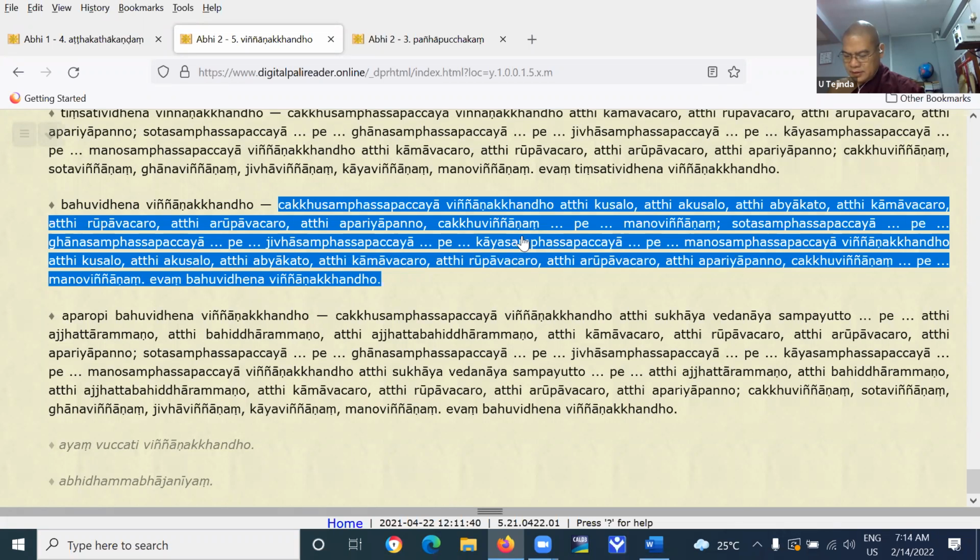Yes, Sayadaw. So it's different from the other khanda, the other namakhanda. You can check the other namakhanda also. Let's see Sanya Khanda. Let's go back to Sanya Khanda.